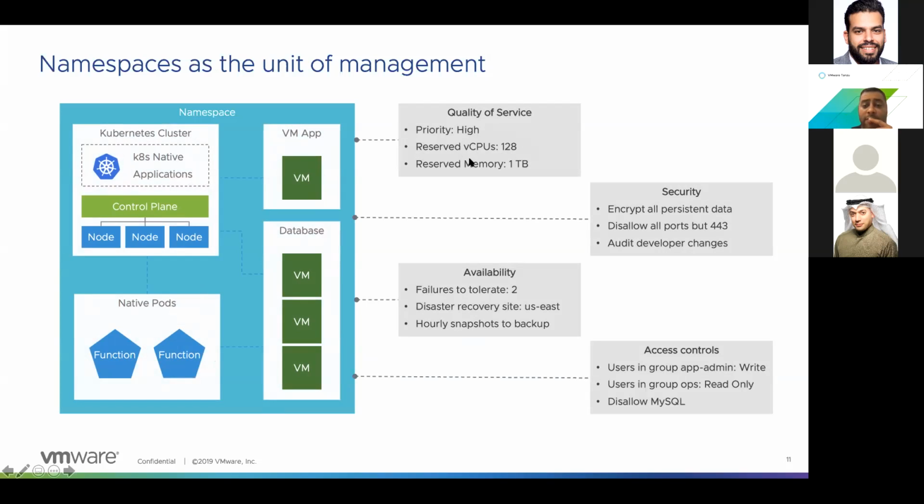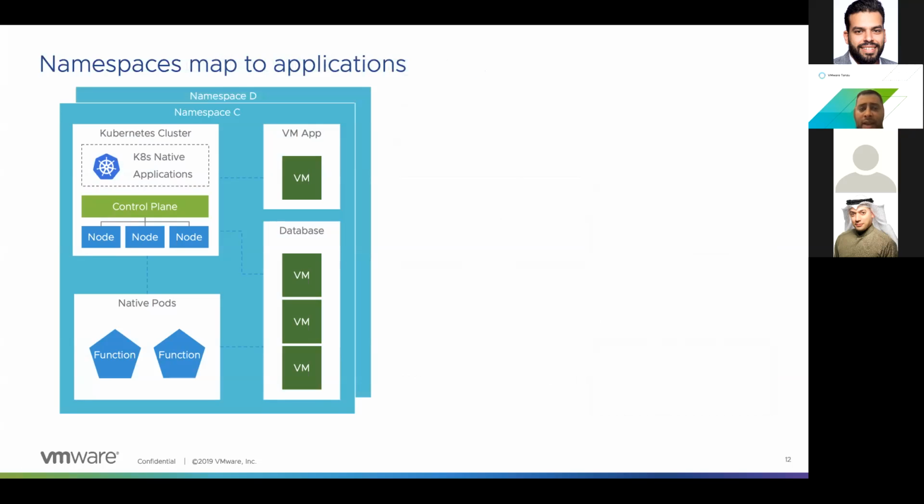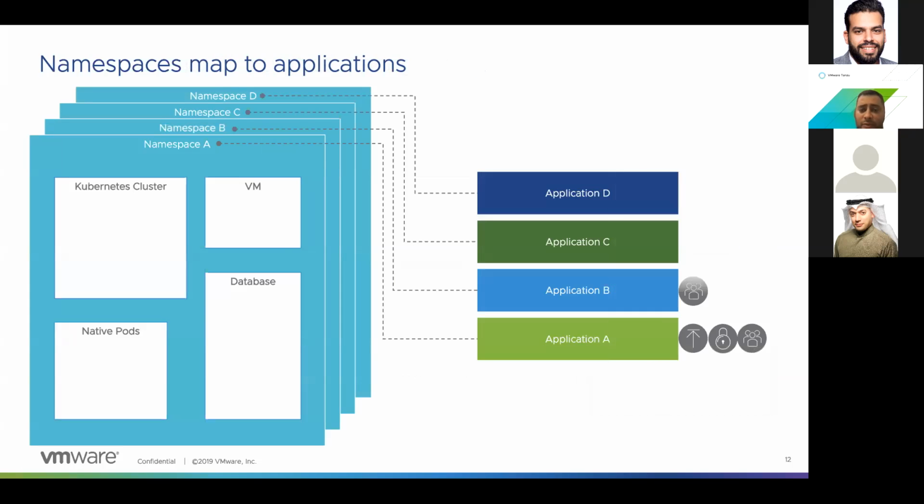I need this to have this kind of reserved CPU, reserved memory. I need to have these kind of security tools, access control, availability. I'm going to define this. And this namespace could be dedicated to Majid or his team. Let's say I'm going to have another namespace, a third namespace, a fourth namespace. All of these could be different applications.